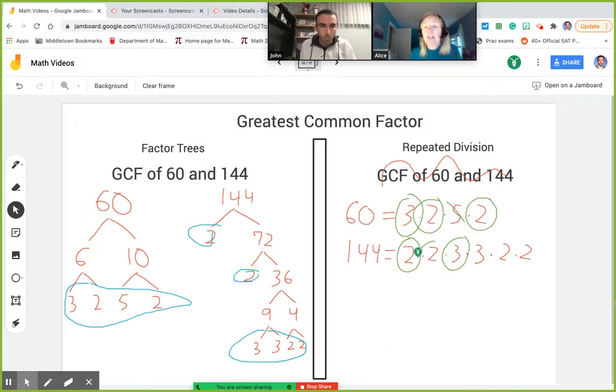And now we've run out of material, right? We have nothing left. So I'm going to say, okay, the greatest common factor is going to be 3 times 2 times 2, which is what they had in common. And 3 times 2 is 6. 6 times 2 is 12. So the greatest common factor for these two numbers is 12.